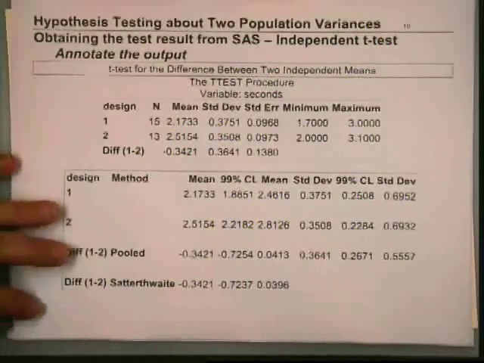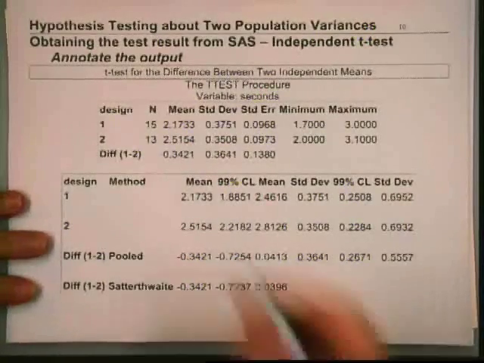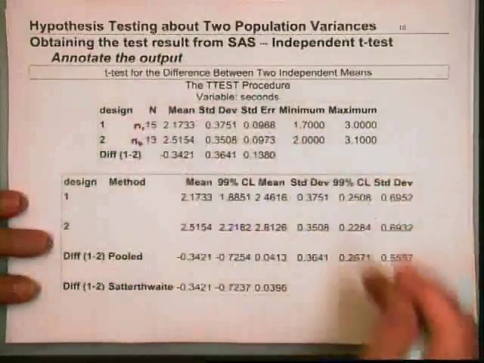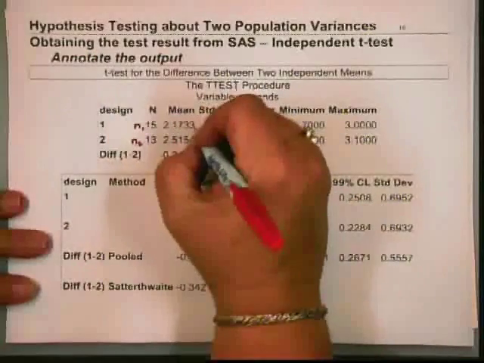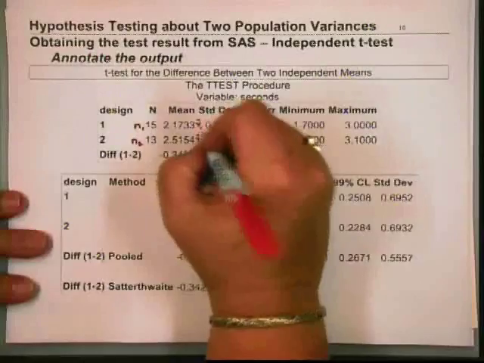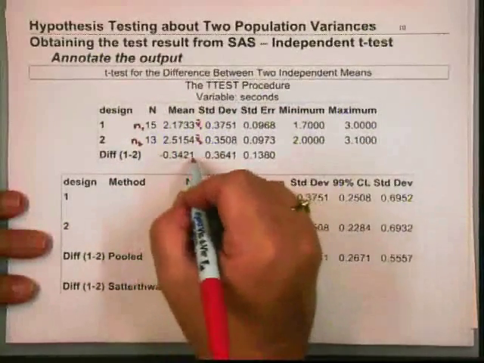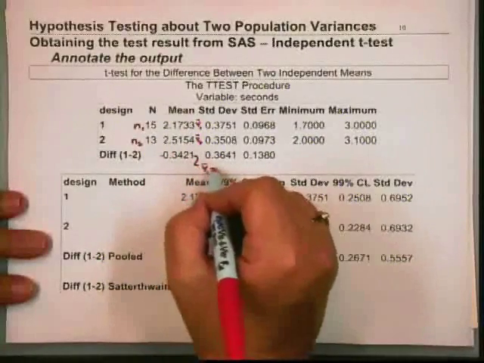All right, so what we had before, this is the output from the previous SAS handout. All right, we identified our sample sizes N1 and N2. We've got that information here. 2.17, here is our Y bars, so here's our Y1 bar and our Y2 bar. The observed difference between them, and it's negative, so it's Y1 bar minus Y2 bar.